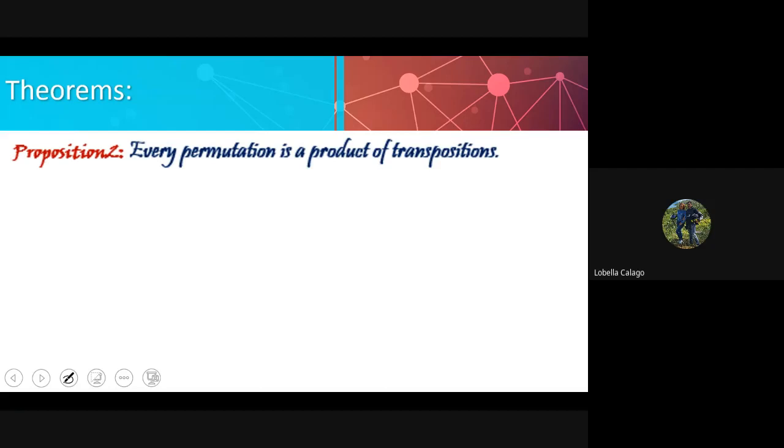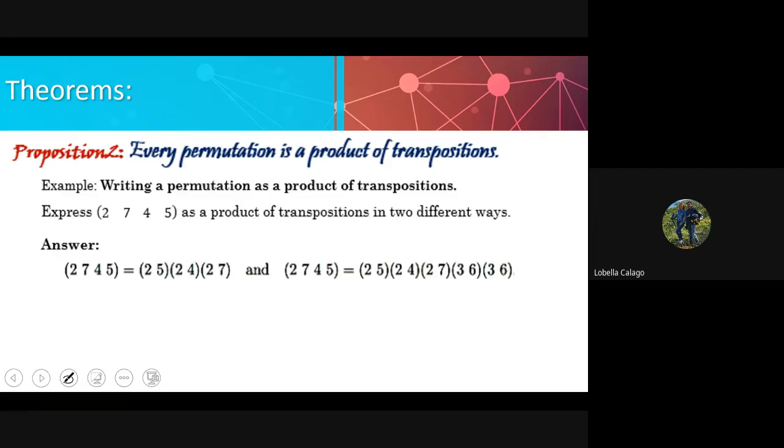Next, we also have Proposition 2, wherein every permutation is a product of transpositions. For example, writing a permutation as a product of transpositions. We're going to express 2745 as a product of transpositions in two different ways. We'll do this as a product of transpositions, and transpositions have only 2 elements. So we have 2, 5, then 2, 4, and 2, 7.